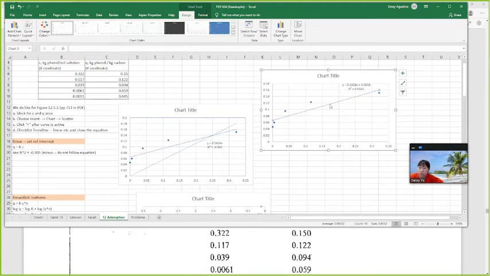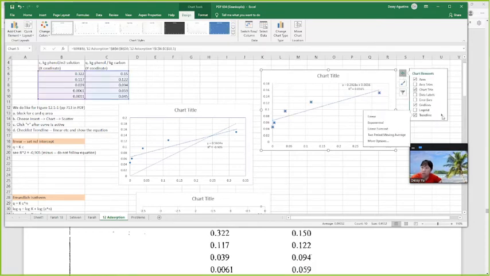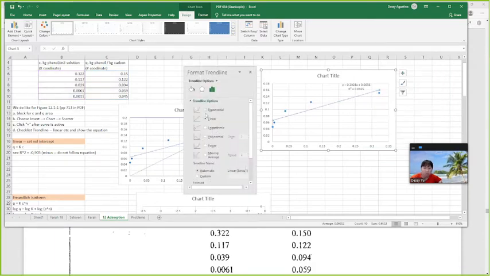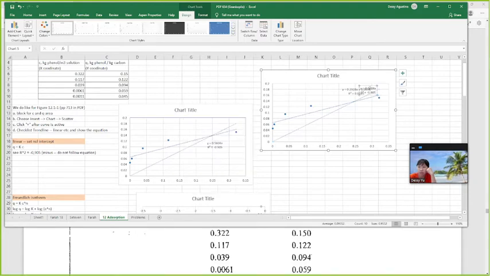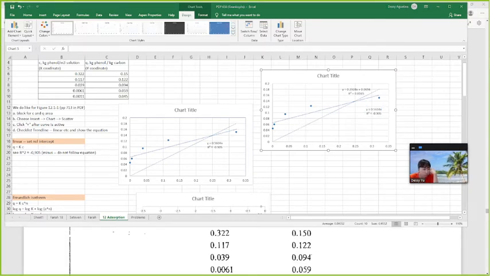Oh, sorry, this is not linear. Click plus, trendline, more options, linear. We set intercept 0.0, and then close. Because we have two trendlines, I know this is a mistake. This is the true fit.